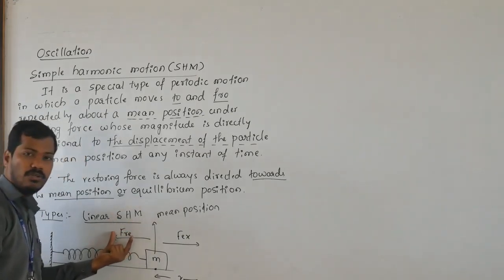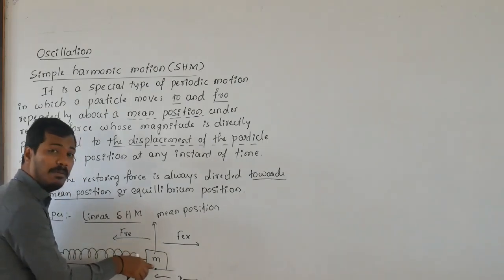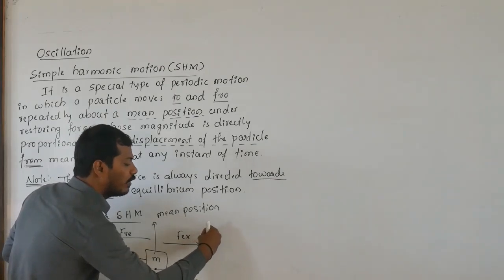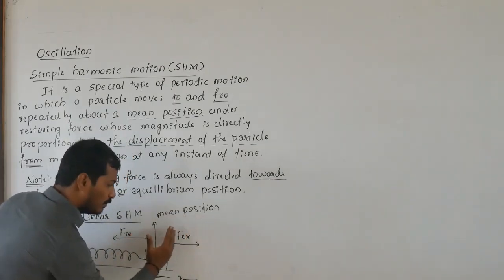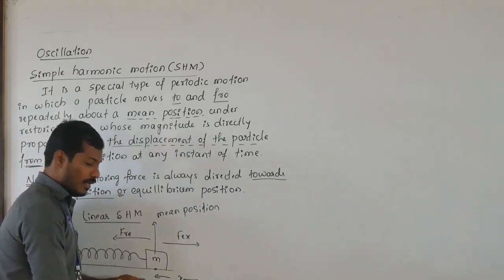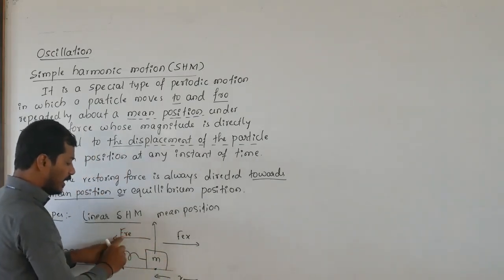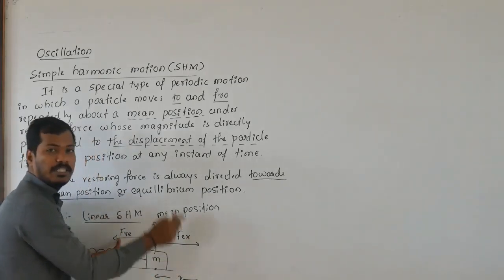This restoring force is always directed towards the mean position. It means if the particle is here, when we remove the external force, it comes back. It comes back means what? Restoring force towards the mean position. And the displacement should be from the mean position. It means the restoring force is directly proportional to this displacement.